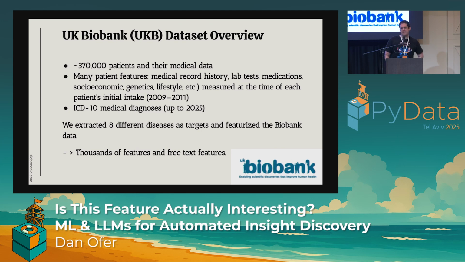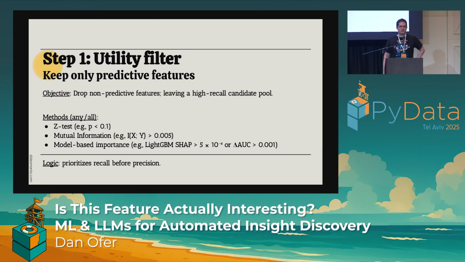By the way, we made a bunch of code for getting the features out of it and making them human readable, which is much more painful than you would think, especially for free text. So, how do we do the filtering?